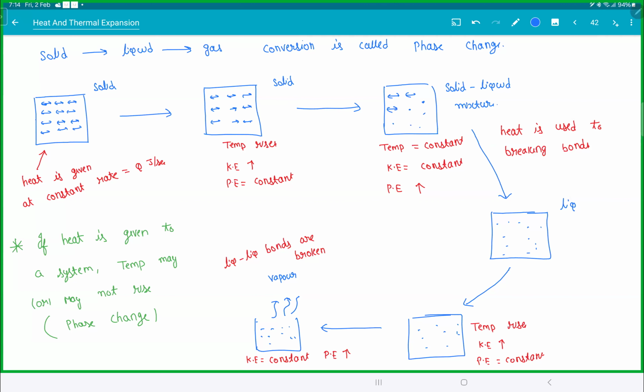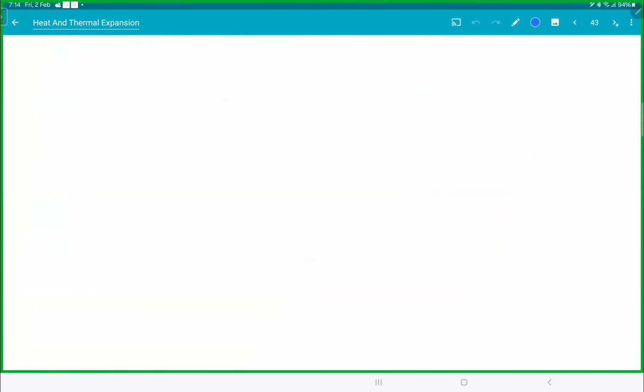Let's do one problem. I think too much theory, you're getting bored. Let's say we have 100 grams of ice at minus 50 degrees. How much heat is required to vaporize this to 200 degrees steam? Get it, simple calculation, there's nothing there.